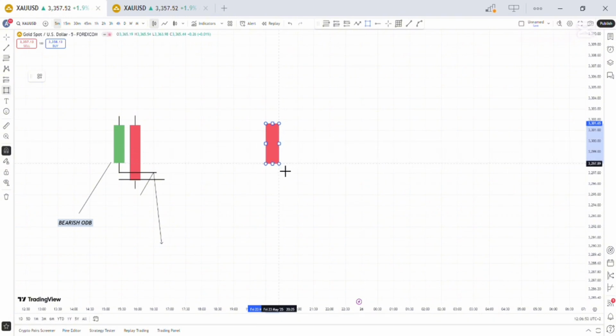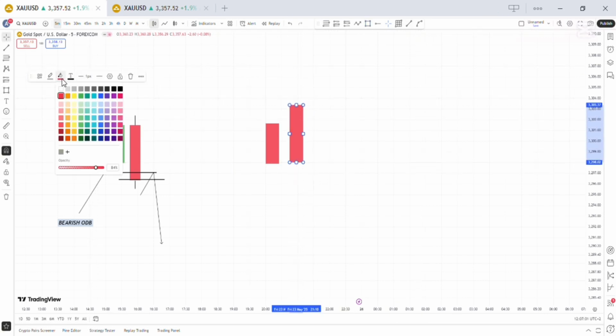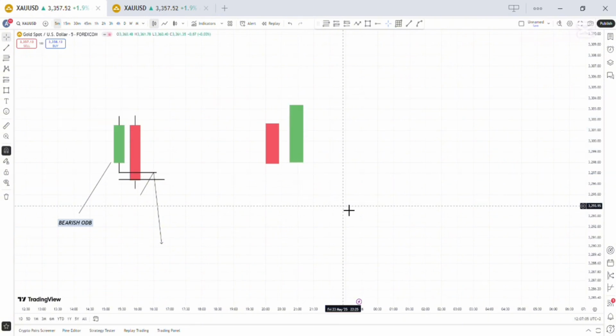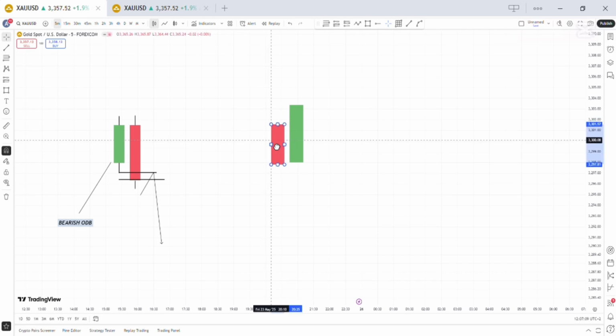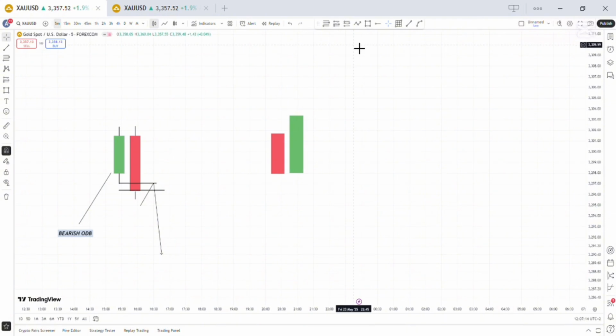Are you getting me? Then a bullish candle engulfing it. Let me mark it green. This is the structure for a bullish engulfing or bullish order block. Remember, fair value gap imbalance is very necessary to validate an order block.